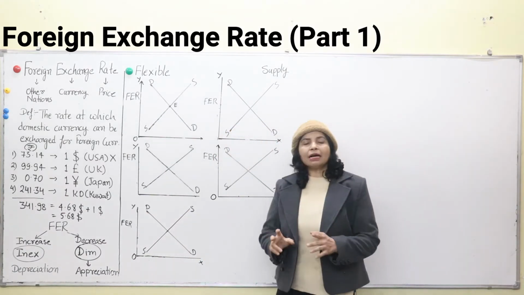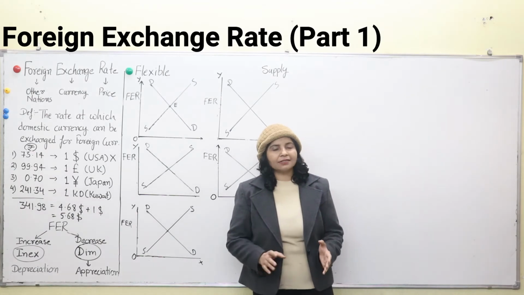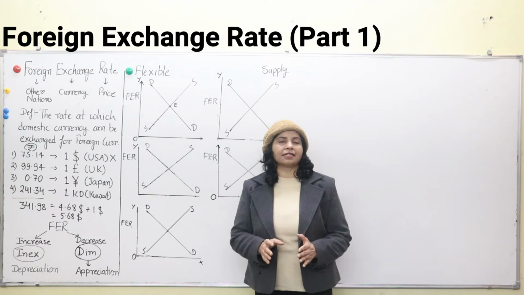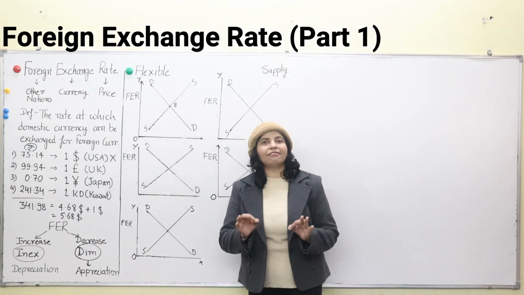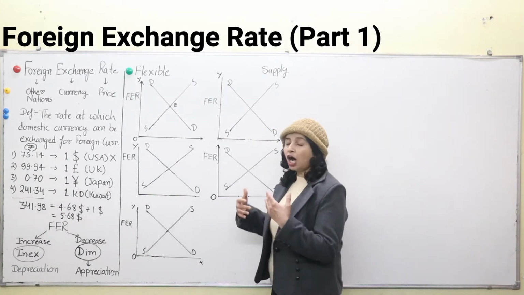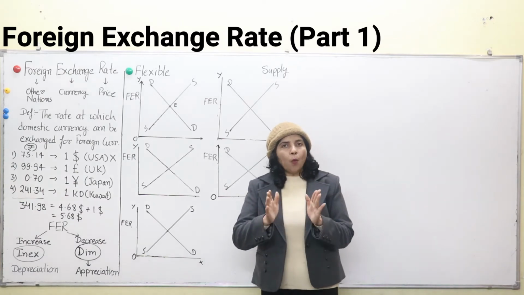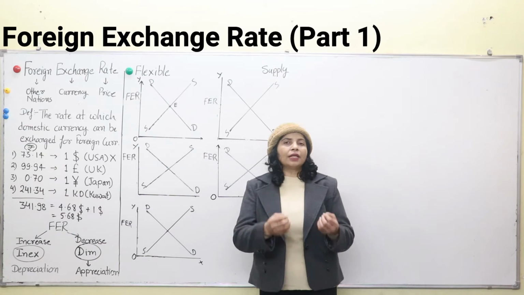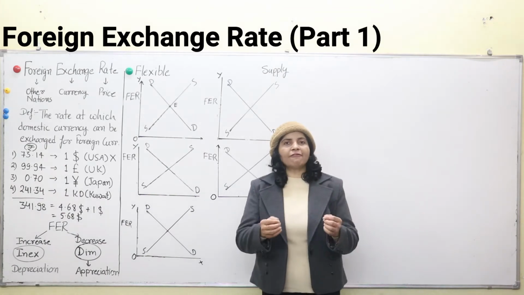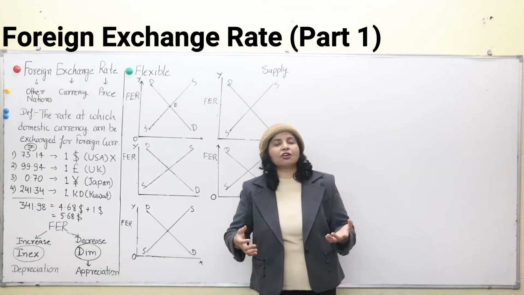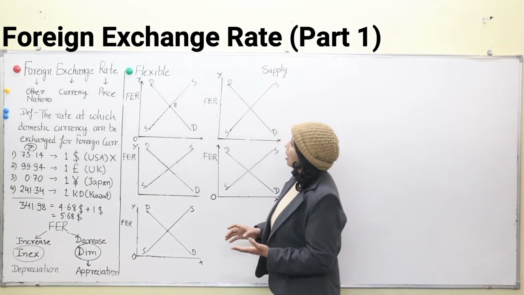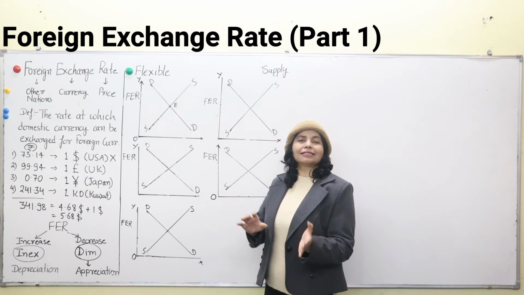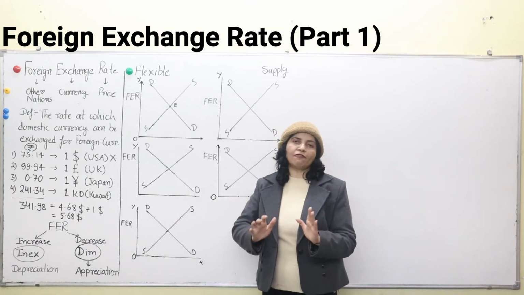Now we come across two types of exchange rates in real life, flexible exchange rates and fixed exchange rates. We will discuss today only the flexible exchange rates, that is, how they are decided. Flexible means the exchange rates which are decided by the free flow of market forces. Now what are the actions of market forces? Change in demand and supply of foreign exchange of any nation.